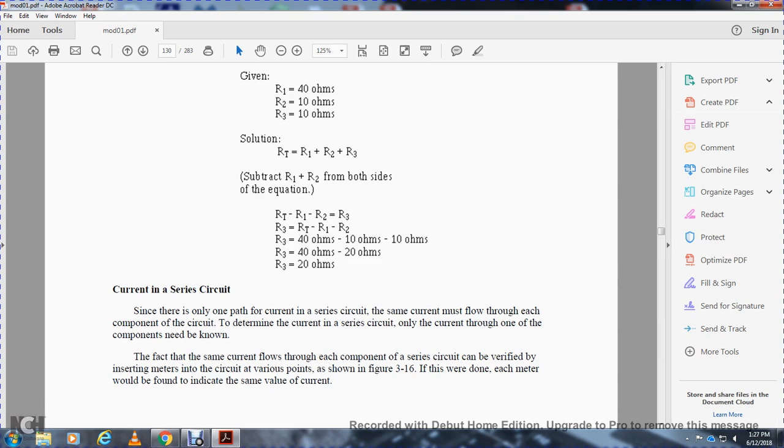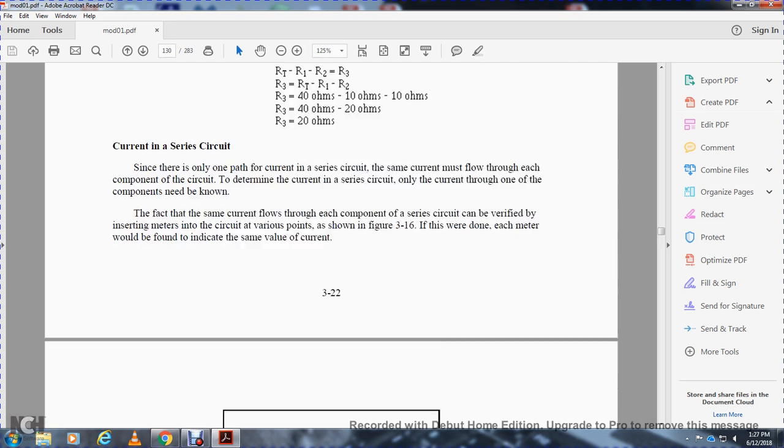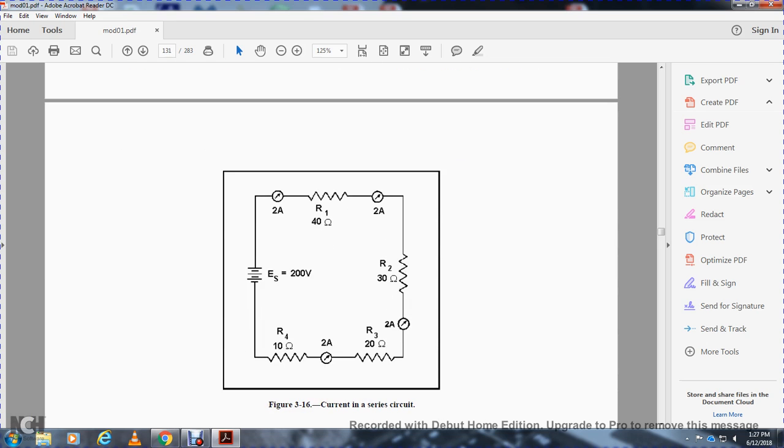The fact that the same current flows through each of the components in the series circuit may be verified by inserting meters in the circuit at the various points shown in figure 316. If this were done, each of the meters would be found to indicate the same value of current. Alright, this is the current in a series circuit. Show that your resistors also carry 2 amps.